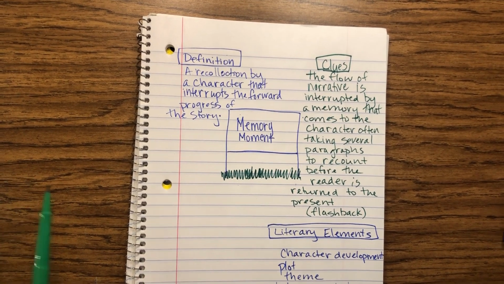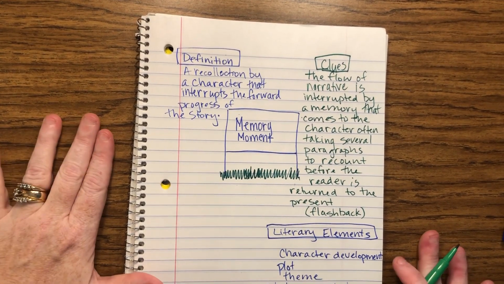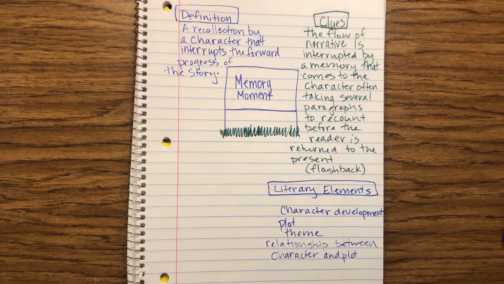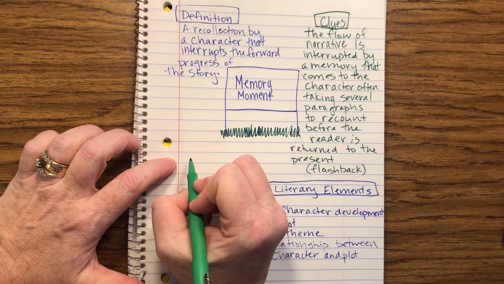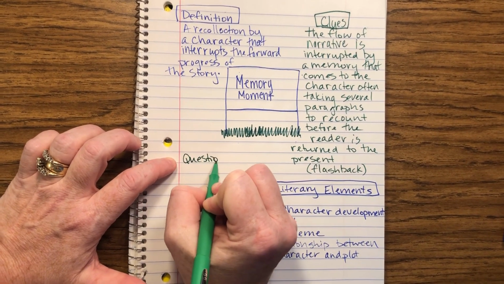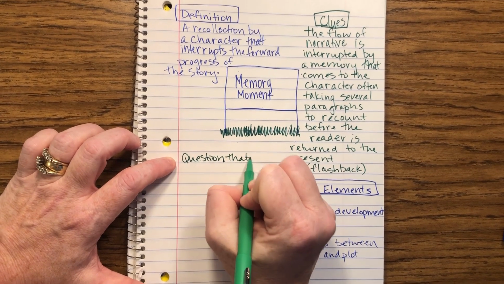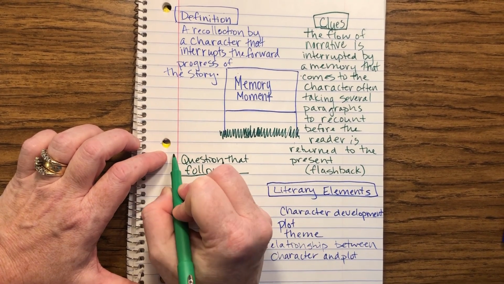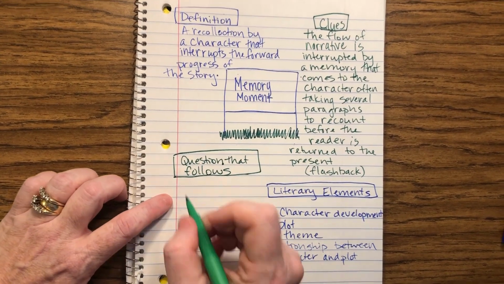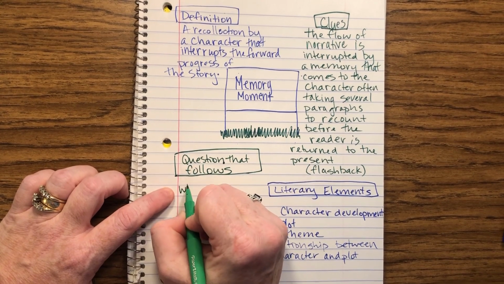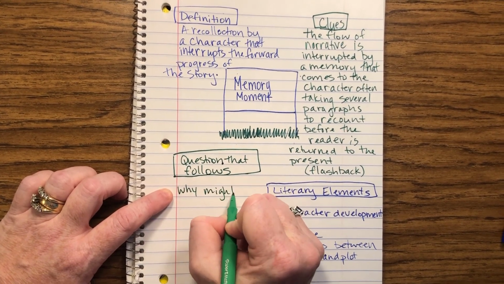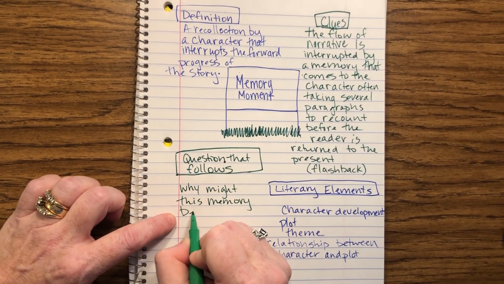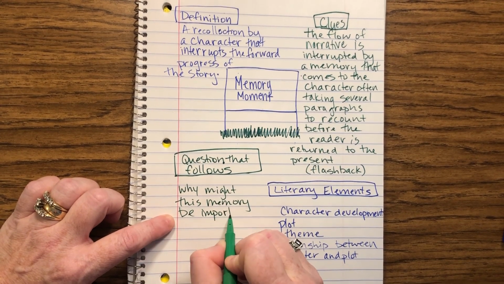Okay. The last thing that's going to happen is if you see a memory moment as you're reading, you're going to have one question in your head. This question's going to pop up. So go ahead. Question that follows reading a memory moment. That question would be, why might this memory be important?